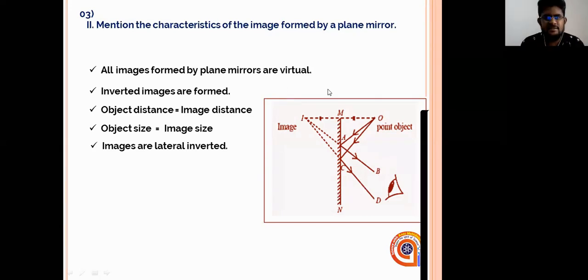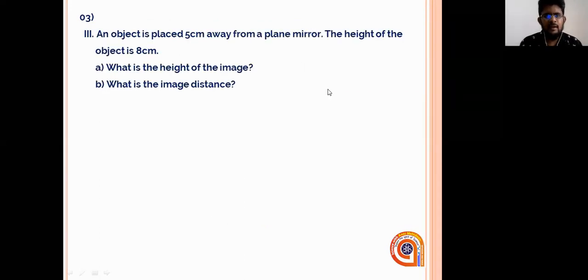So let me go to the next question now. Number 3. An object is placed 5 centimeters away from a plane mirror. The height of the object is 8 centimeters. Okay, what is the height of the object? 8 centimeters. And what is the object distance? 5 centimeters. So the question asks you what is the height of the image and what is the image distance. So how to draw? Look at the steps here.